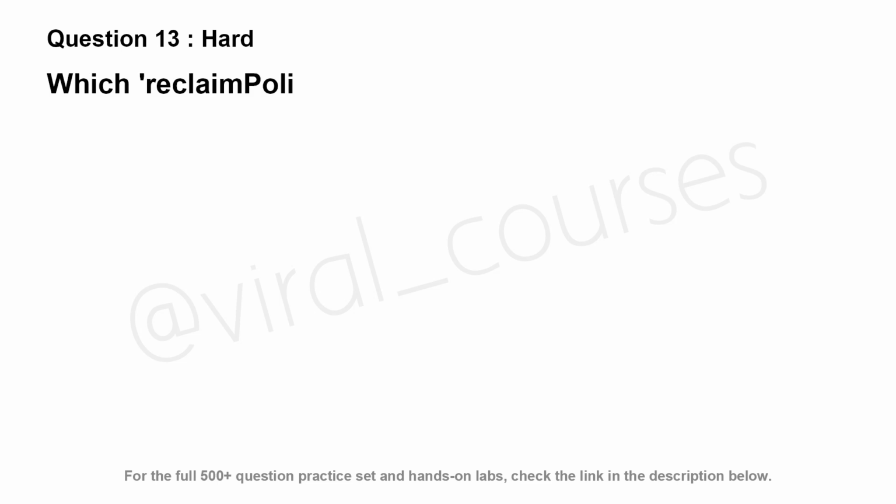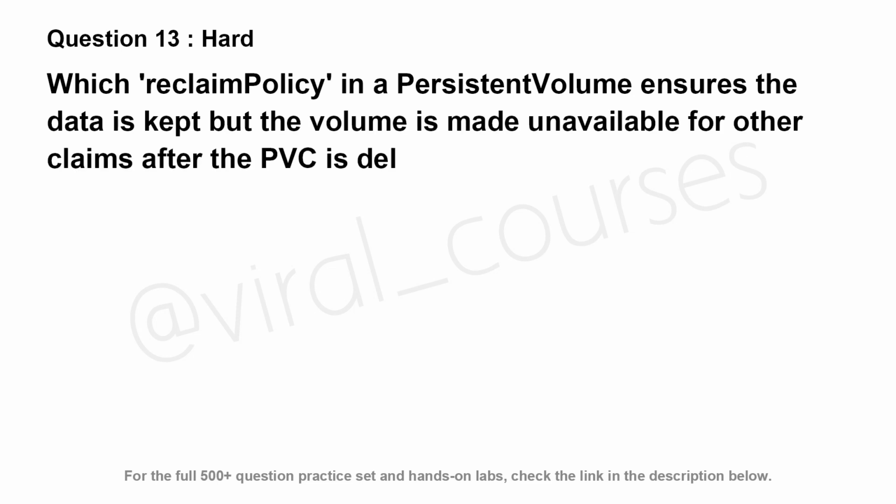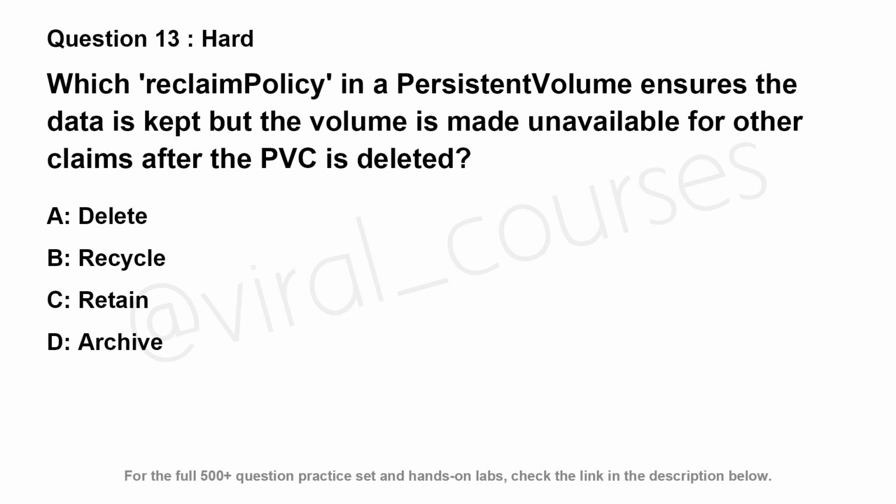Which reclaim policy in a persistent volume ensures the data is kept but the volume is made unavailable for other claims after the PVC is deleted? Option A. Delete. Option B. Recycle. Option C. Retain. Option D. Archive.